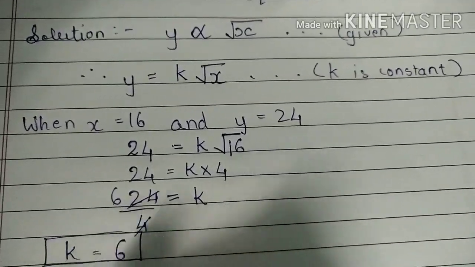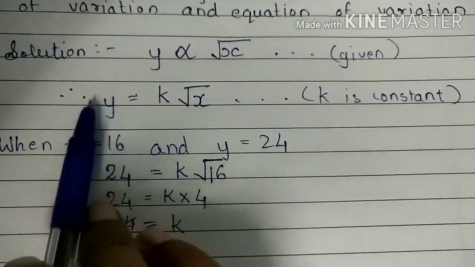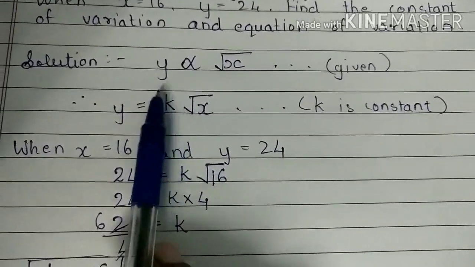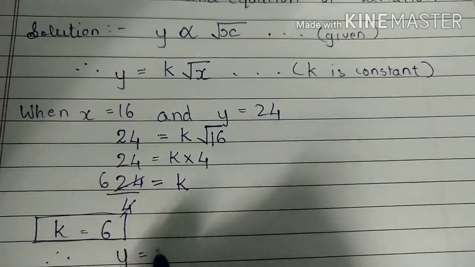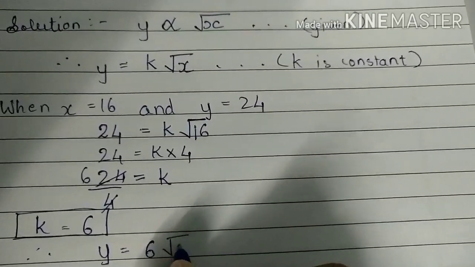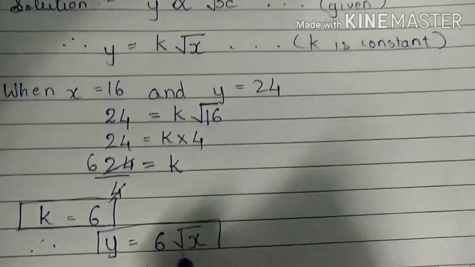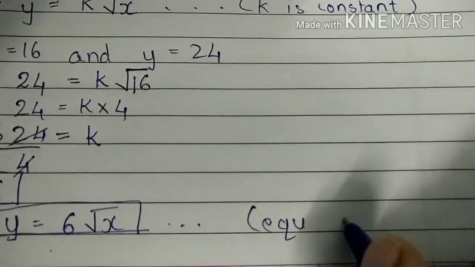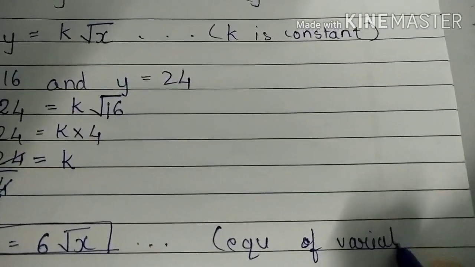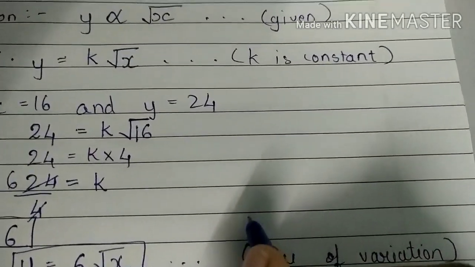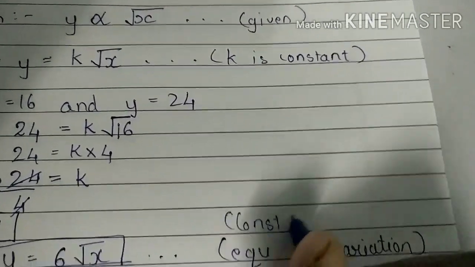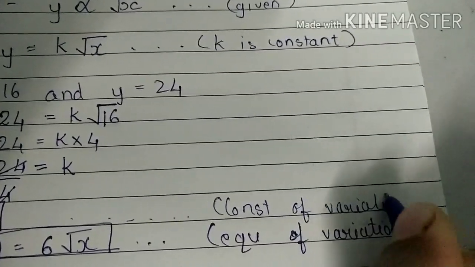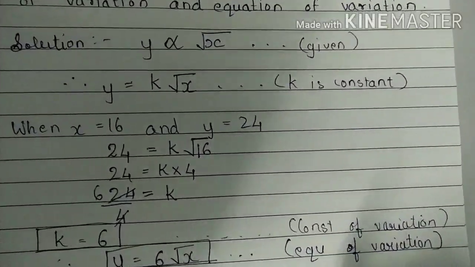And finally they have asked, therefore you have to substitute in this equation, because you need the equation of variation also. So in the equation you will only substitute the k. So my equation will become y is equal to 6 root x. This is your equation of variation. Okay. And the sum ends over here only. You do not have to solve anything else because they haven't given any values to be solved. And this was the constant of variation.